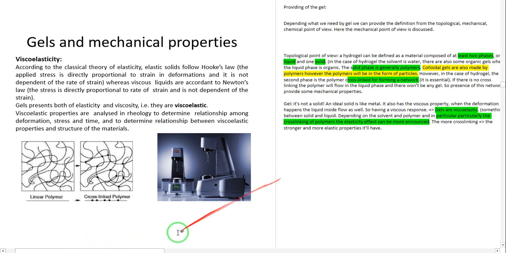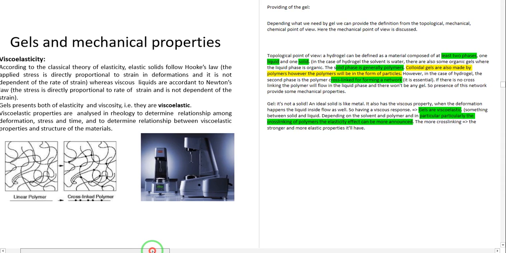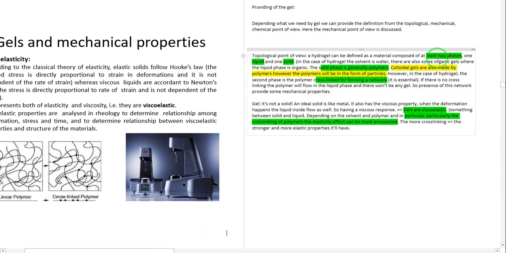the gels. Well, when we are talking about the gels, we need at least two phases, one the liquid and the second one the solid. Well, in the matter of hydrogels, the liquid phase is for sure water, but the solid phase is mainly the polymers, which are going to be cross-linked.